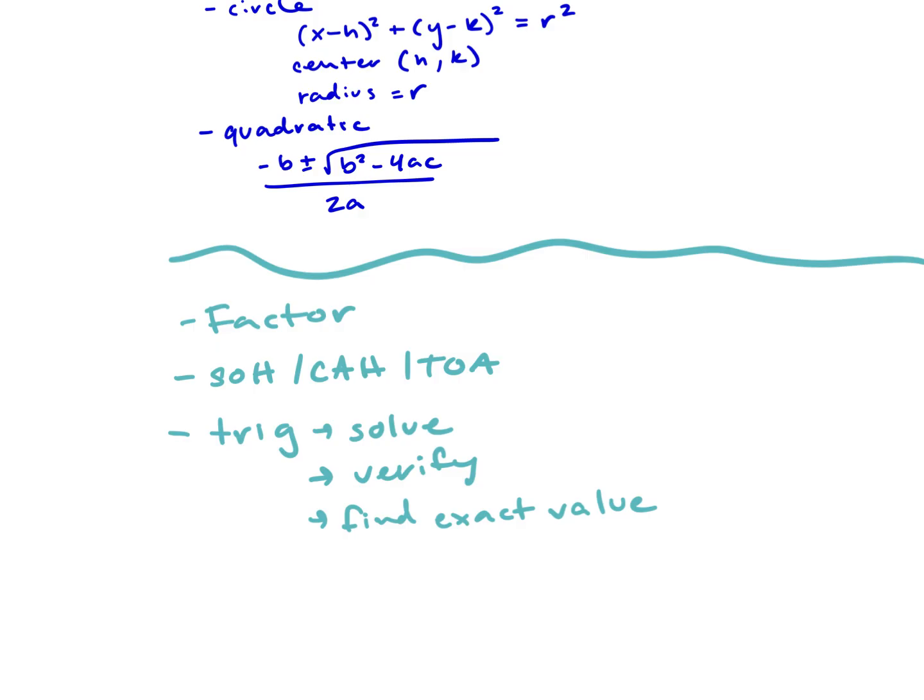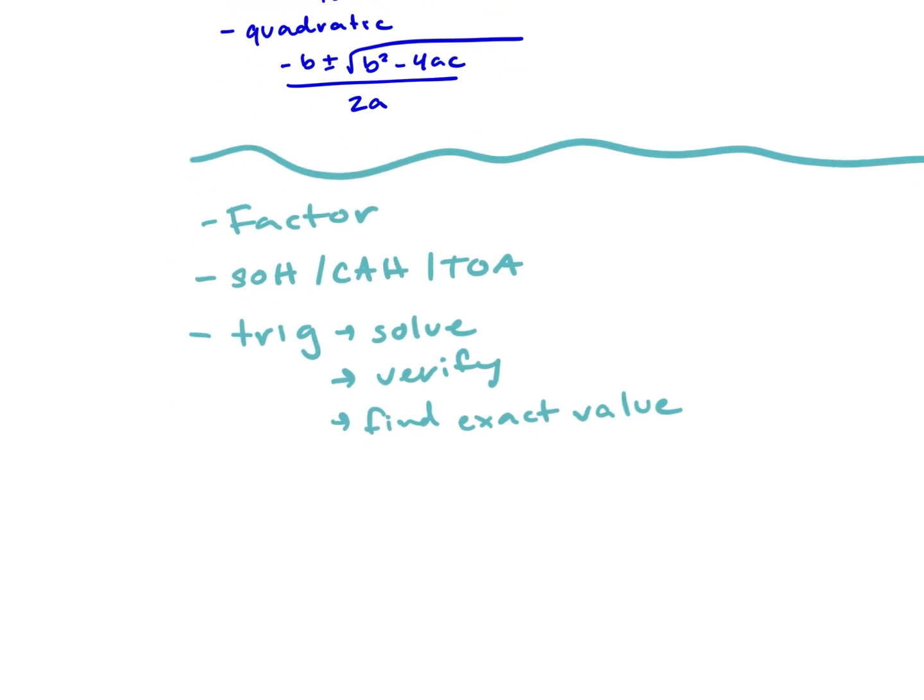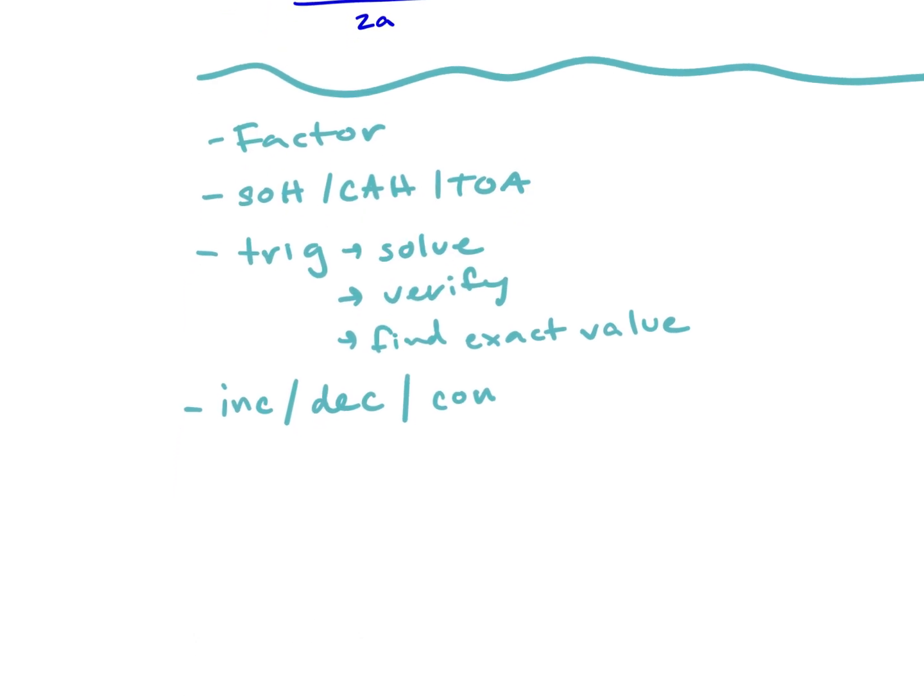Just like the last test, you'll have an increasing, decreasing, and constant question. I don't think it's on the review, but look back at old tests and quizzes or old reviews. Increasing, decreasing, constant. It might give you a graph and say, on what interval is it increasing? And what interval is it decreasing? Something like that. And then also make sure you know how to find the end behavior.